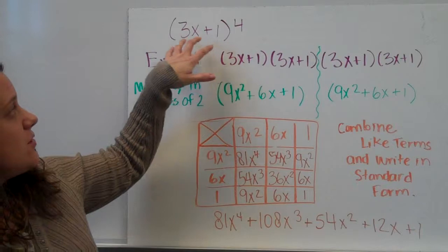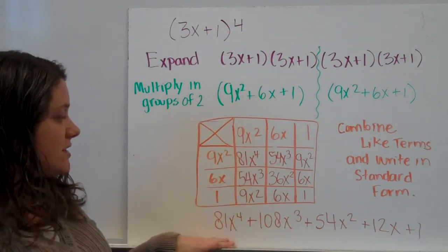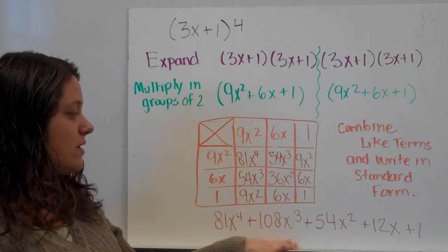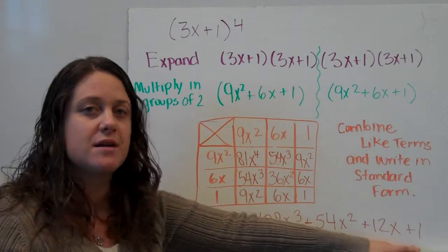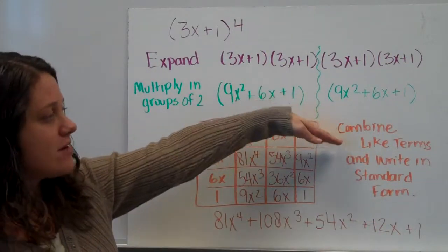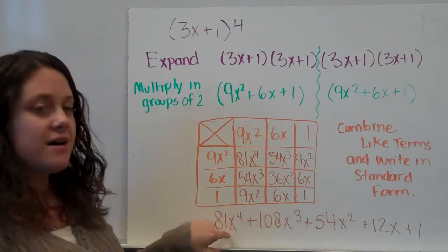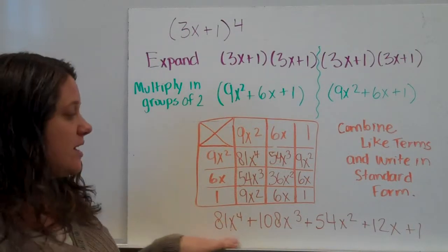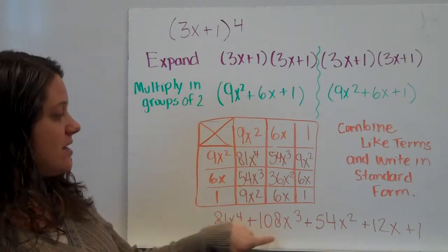All right, so when I actually do 3x plus 1 to the fourth, I come out with this answer that's 81x to the fourth, 108x to the third, plus 54x squared, plus 12x, plus 1. So remember, always combine your like terms and write your answer in standard form, where you put the highest degree first. So this would be a 4th degree, and my lead coefficient is 81, and then I put them in descending order.